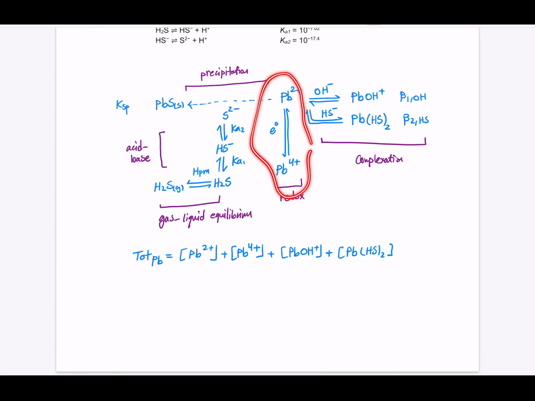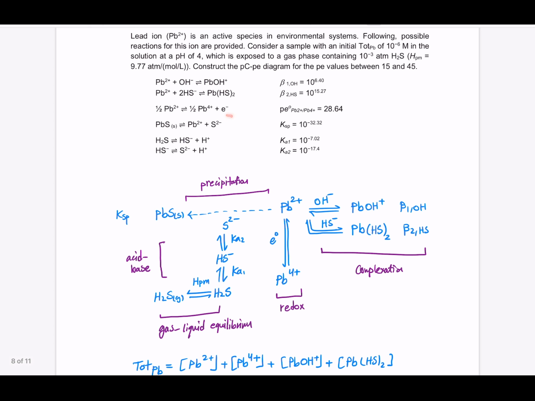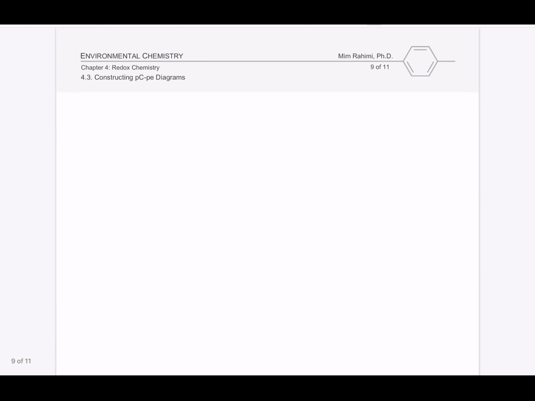So this reaction is already not standard. This is basically the standard format. So we need to just keep that in mind. So what we were given was the standard format already there. So E0 is Pb4 plus plus electron, and then Pb2 plus. So now we have the expression for Pb4 plus as a function of Pb2 plus.